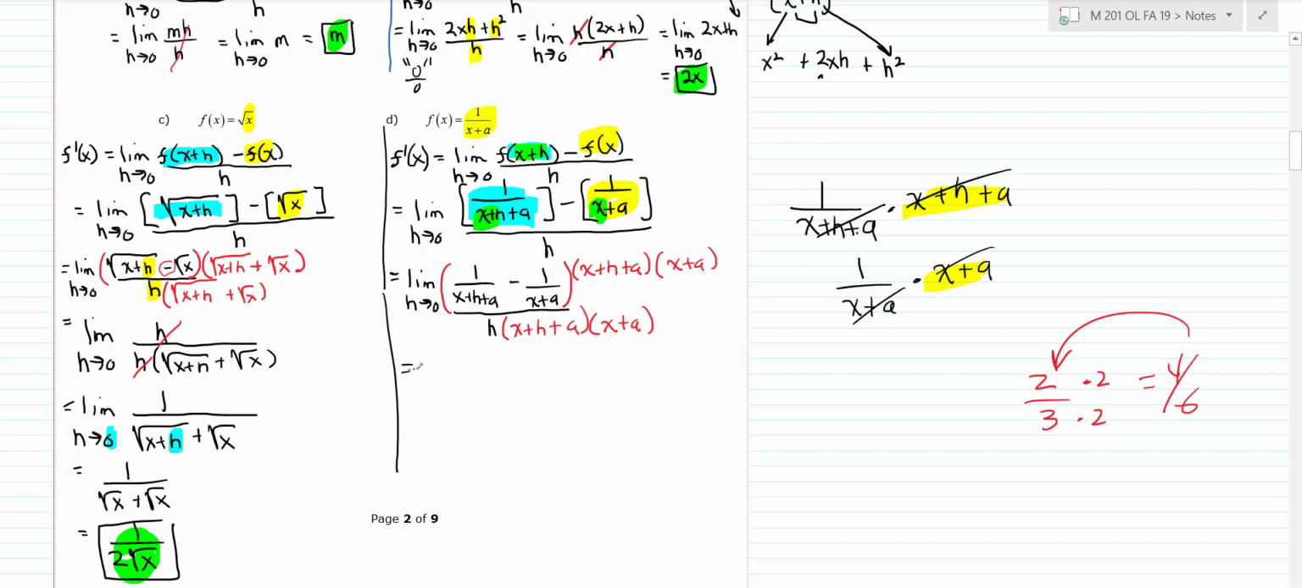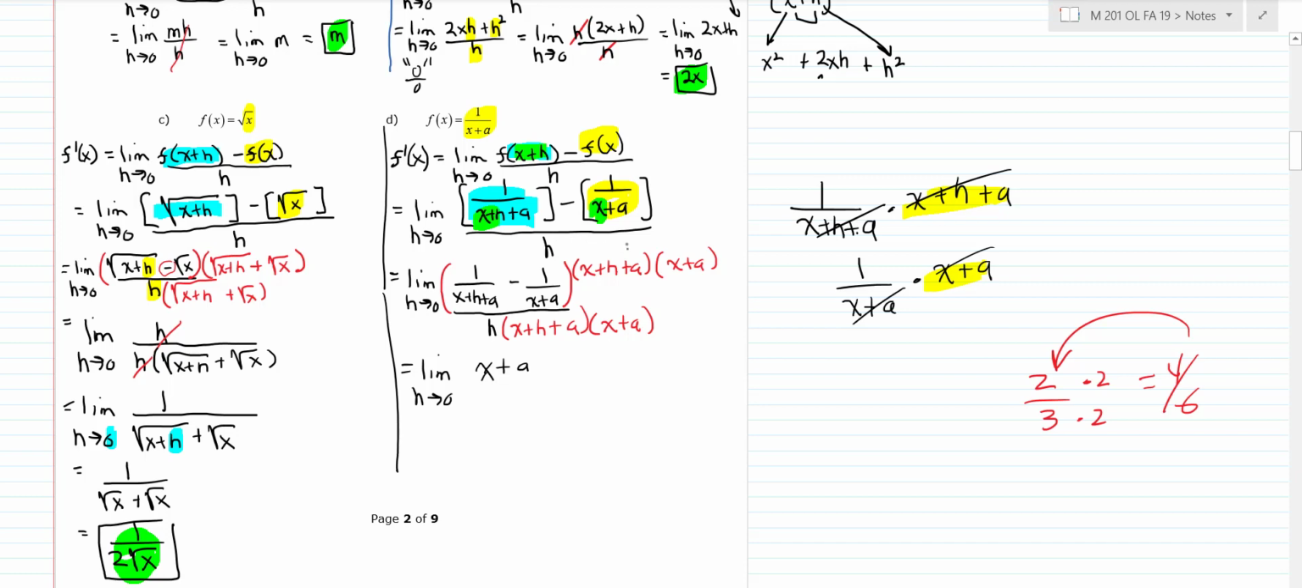You want to try to manage this in your head. A little hard to show. Usually if I'm in class, I tell students to block this out. Just kind of ignore that thing, and what'll happen is this will cancel with that, okay? And that will leave you with 1 times x plus a. That's what you're left with there. That cancels. You're left with 1 times x plus a.